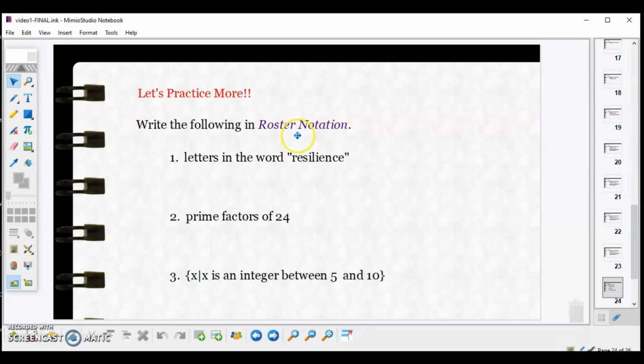Write the following in roster notation. The first one is letters in the word resilience. So we all know that we just have to identify the letters in the word resilience, and we are not going to have a repetition of such letters. So we have R, E, S, I, L. We already have an I, an E, then we have an N, and C. And there you have the letters in the word resilience.